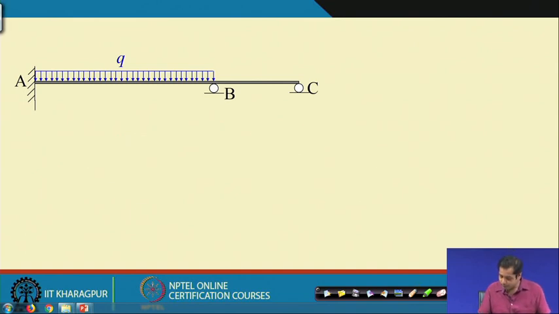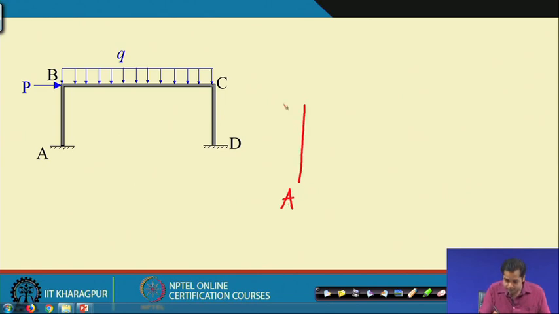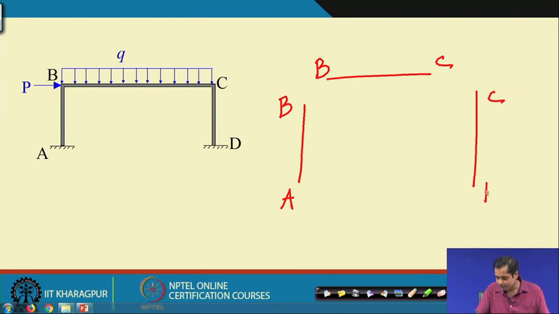Take one more example. For instance, if we take this case, here also we do the same thing. We have a member here which is AB, say this is A, this is B, then we have another member here which is BC, and then we have another member here CD. Again we write the force displacement equation for each member, and then assemble them to get the equations for the entire structure. So, this is the philosophy that we will be using.